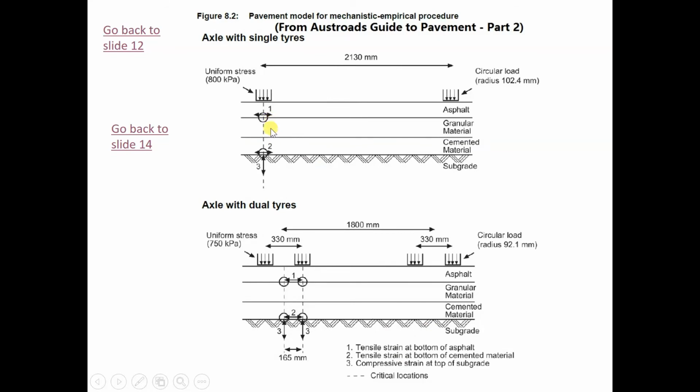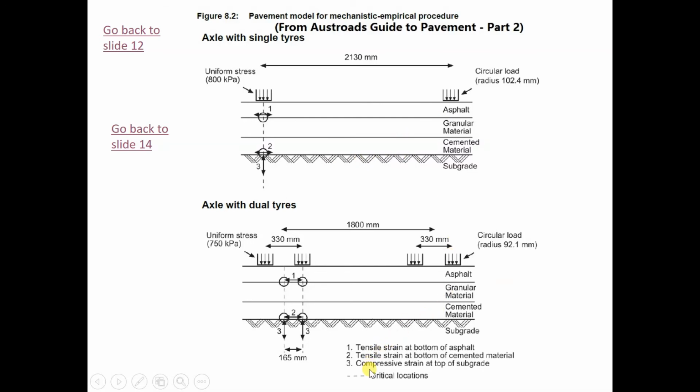So 2 here is the tensile strain at the bottom of the cemented material. This is a cemented material. At the bottom it can develop a tensile crack. So this is a tensile strain. Strain is the expansion divided by the original length. So you experience cracking at the bottom of the asphalt and at the bottom of the cemented material.